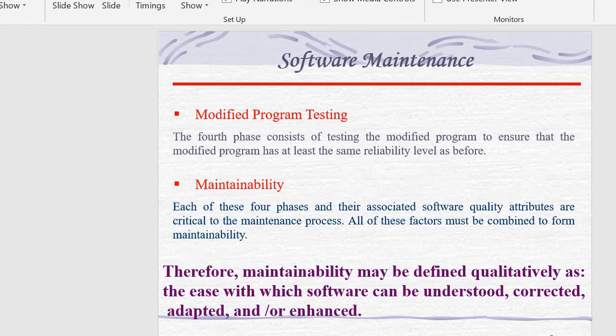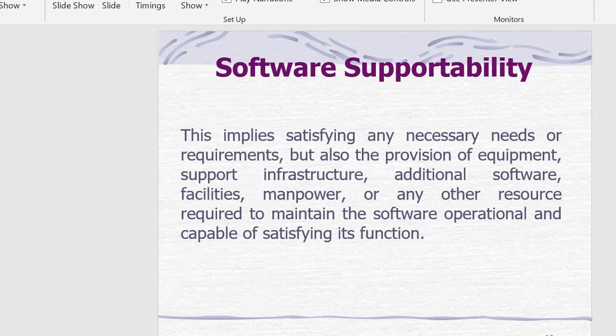Maintainability may be defined qualitatively as the ease with which software can be understood, corrected, adapted, or enhanced. Then we have software supportability. This implies satisfying any necessary need, any kind of requirement, with the provision of equipment, support infrastructure, additional software facilities, manpower, or any other resources required to keep the software operational and capable of satisfying its functions. That is basically software supportability.